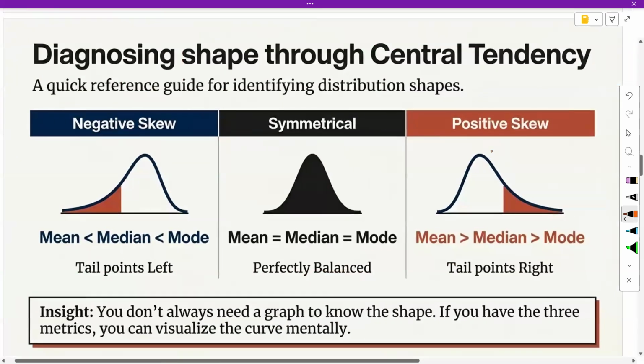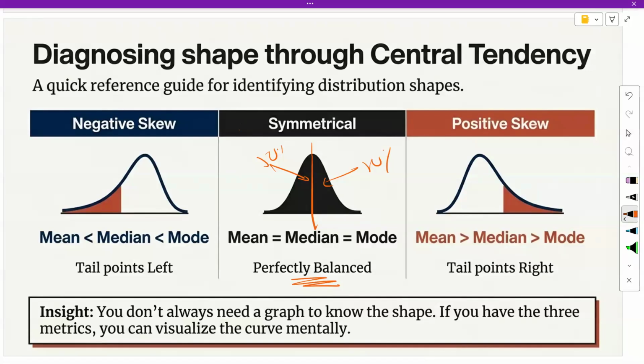So we have discussed three types of data distribution. One is symmetric. In a symmetrical data set, we can see mean equals median equals mode. This is perfectly balanced, so this is typical. We can see 50% of the data here and 50% here. Mean and median are equal.